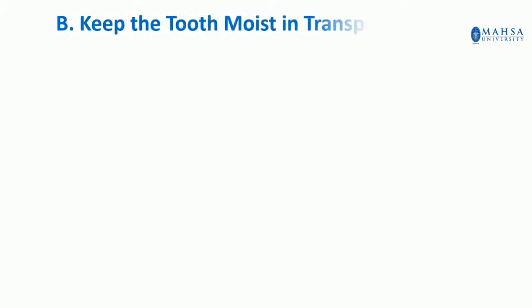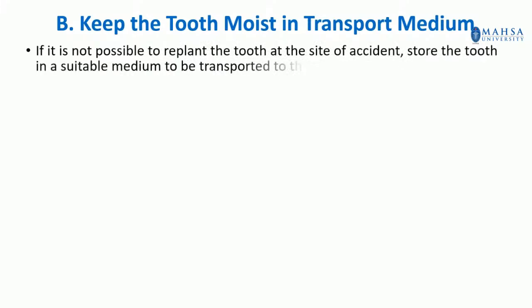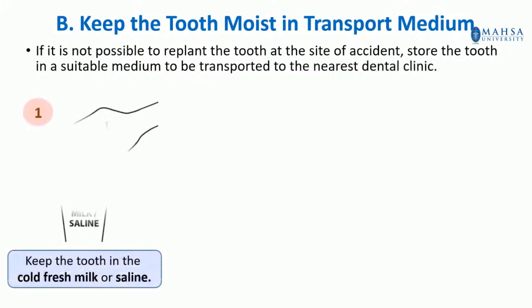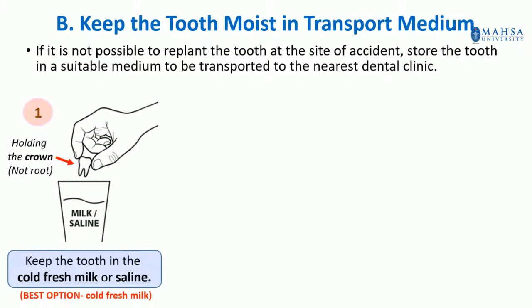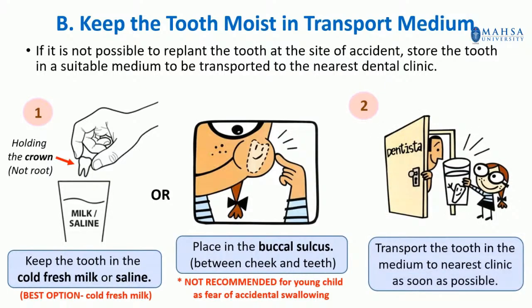Keeping the tooth moist in a transport medium. If it's not possible to replant the tooth at the site of the accident, store the tooth in a suitable medium to be transported to the nearest dental clinic. First, keep the tooth in cold fresh milk or saline, or place it in the buccal sulcus between the cheek and the teeth. Lastly, transport the tooth in the medium to the nearest clinic as soon as possible.